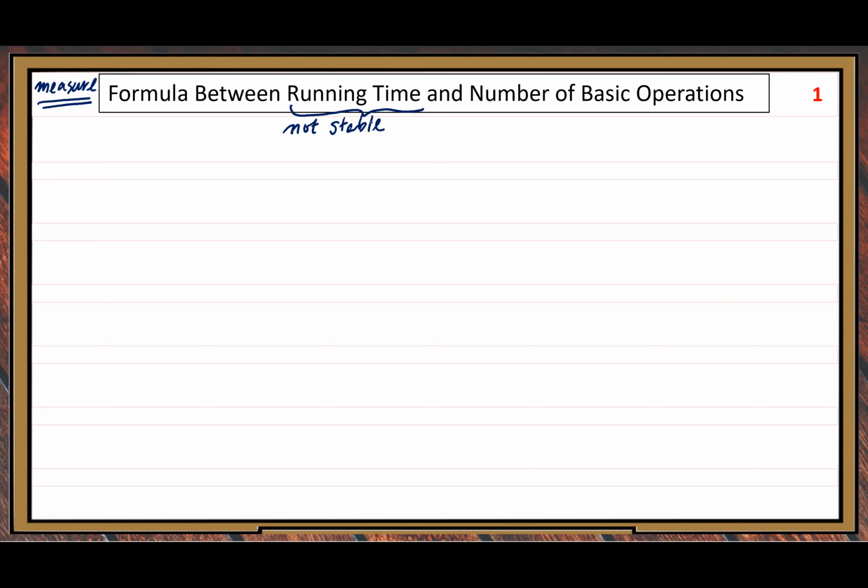So why not stable? Because the machines running this algorithm could be different, right? Some people use some low-end machines. Some people may use some super powerful machines. The resulting execution time could be very different. The difference could be pretty big. So we cannot use this direct measure for a comparison.